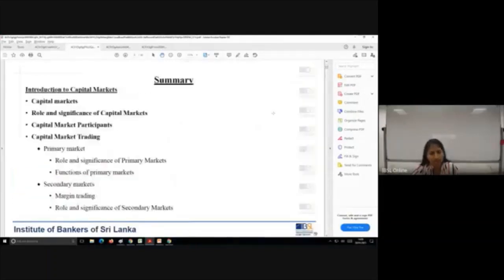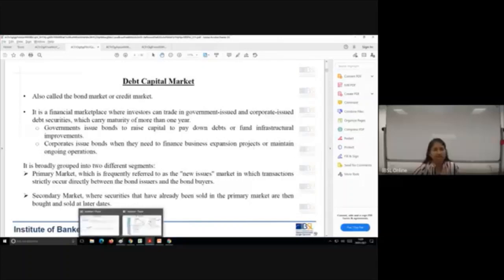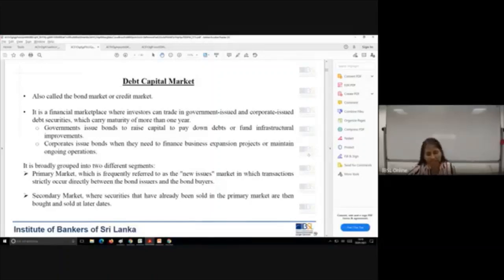Okay. So debt capital market, it's also called the bond market or the credit market. It is the marketplace where investors can trade government issued and corporate issued debt securities which have a maturity of more than 1 year. Why do governments issue bonds? To raise capital to pay their debt or to fund any infrastructural improvements. Why do corporates issue bonds? For their expansion or to maintain their ongoing operations, but it should be of a long-term nature.